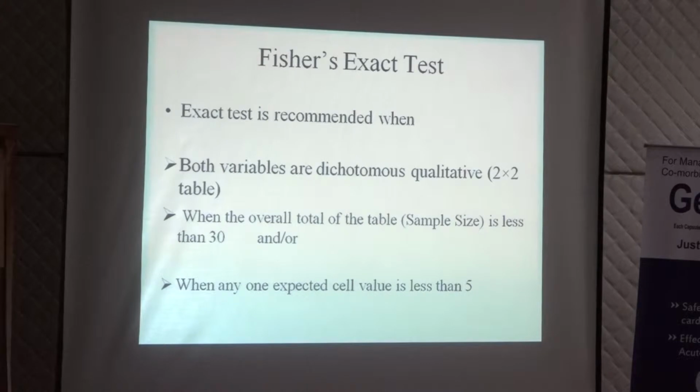In the case of the chi-square test, one exact test is known as Fisher's exact test. Exact test is recommended when both variables are dichotomous, qualitative, and when the overall total of the table, meaning sample size, is less than 30, or when any one expected cell value is less than 5. In that case we have to do Fisher's exact test.